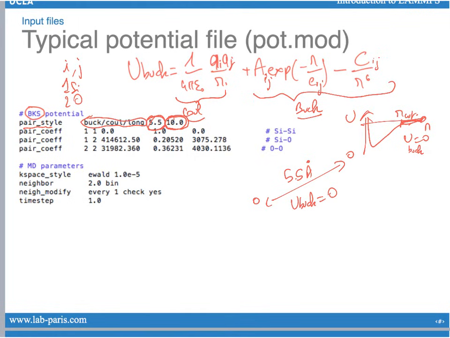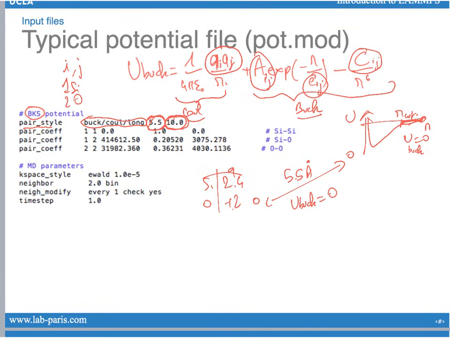So LAMMPS already knows the charges, so we have defined the charge of each atom in the data file. We have said that for silicon, the charge is going to be 2.4, and for oxygen, the charge is going to be minus 1.2. So LAMMPS will already be able to calculate the Coulombic interaction. But we need to specify now the parameter A, the parameter ρ, and the parameter C.